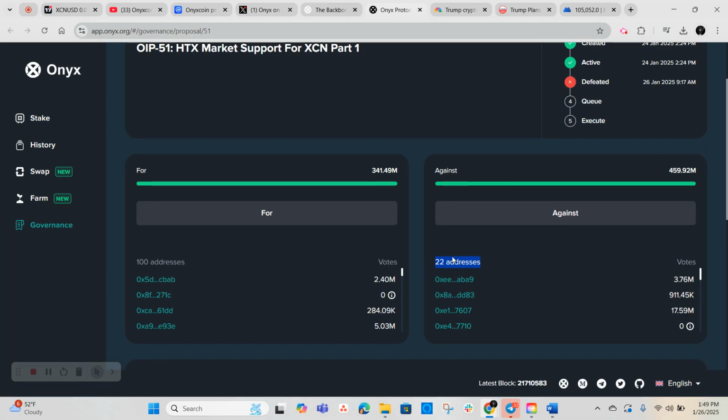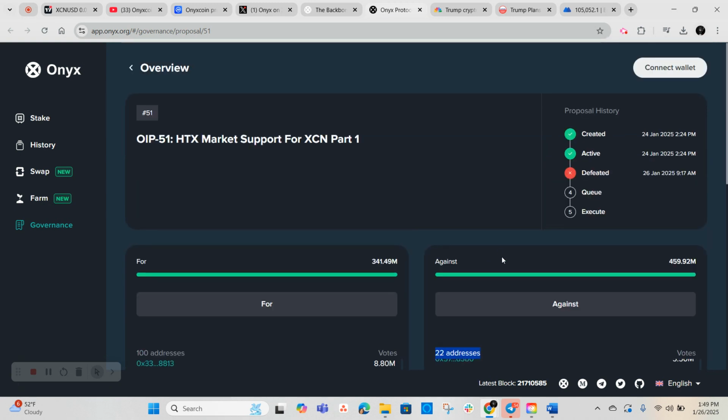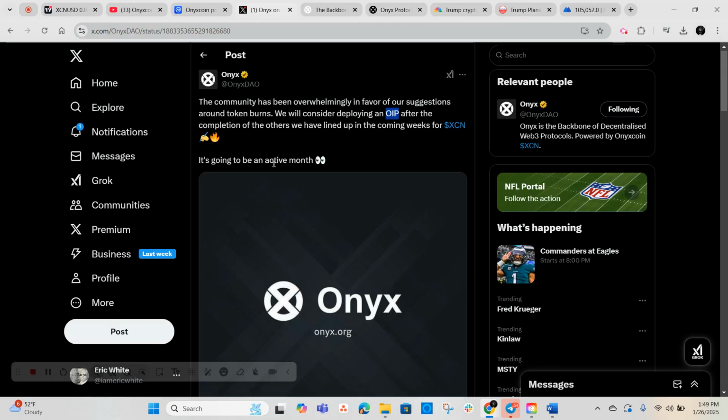Okay, and then you can look at the addresses. If we click through it, you can scroll down and you can see the number of how much was invested to get these particular types of votes. Okay, but back to this token burn.